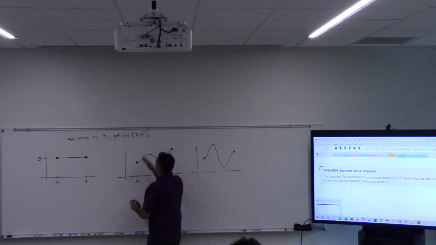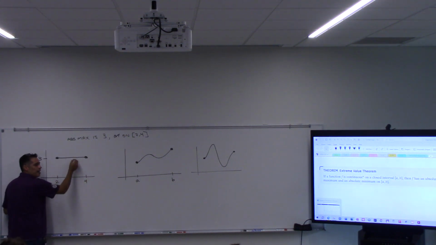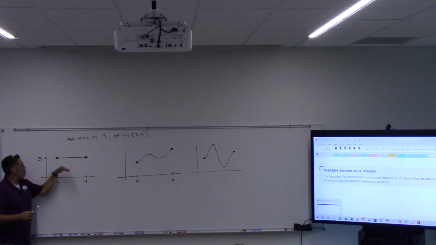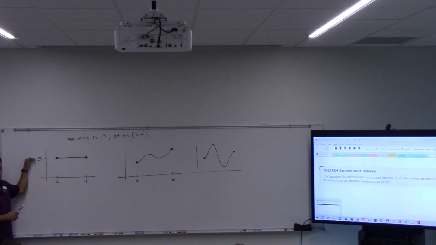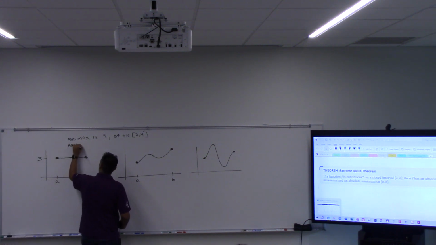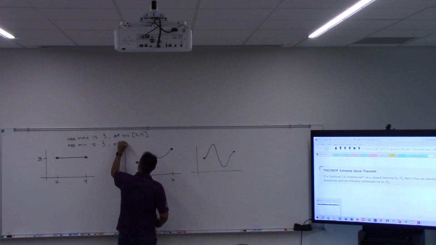At every point between 2 and 4, every point you ever plug in, you're going to get 3, right? So it's like you have an infinite number of places where it hits the maximum value. And then what about the absolute minimum? The same exact answer. The absolute minimum is 3, and it happens on 2, 4.